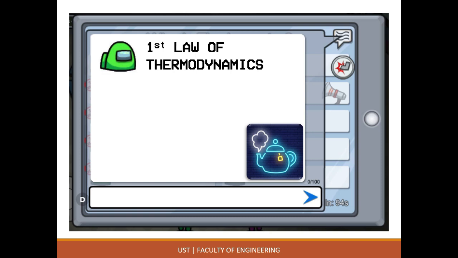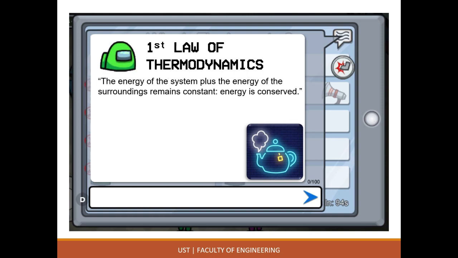Moreover, the first law of thermodynamics can be stated as the energy of the system plus the energy of the surroundings remains constant. Energy is conserved. Mathematically, that is, delta E of the system plus delta E of the surroundings is equal to 0, or the amount of the heat and or work of the system is equal in magnitude but opposite in sign of that of the surroundings or vice versa.